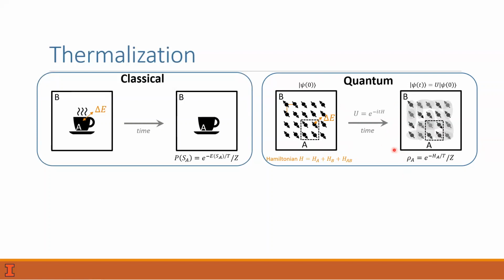If you start in some initially unentangled state and then you time evolve, what ends up happening is all the spins entangle with one another. So the spins in subsystem A are entangled with the spins in subsystem B. But if you're interested in what's going on just in subsystem A, you would need to compute the state on A, which, because the system's entangled with B, is a mixed state. You can compute this mixed state using a reduced density matrix, and it ends up looking like a Boltzmann distribution, where you have e to the minus Hamiltonian on subsystem A divided by temperature.